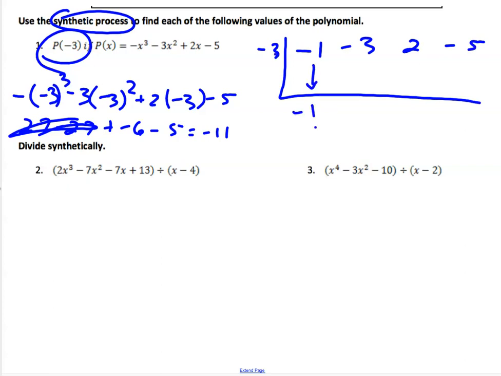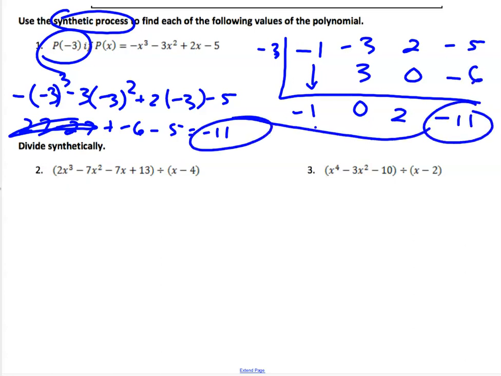Synthetic process, drop it down. Multiply, -3 times -1 is 3, add. Multiply, 0, add. Multiply, -6. Notice -11 matches -11. That last number, synthetically, is the answer.